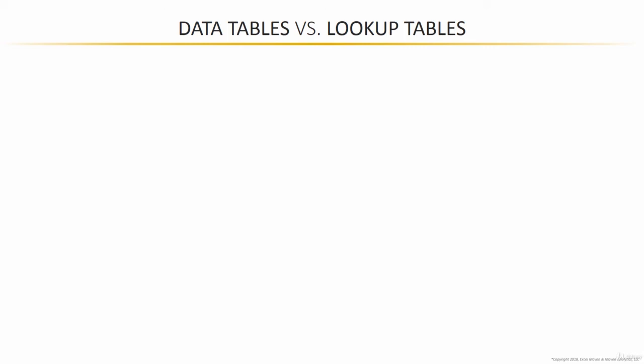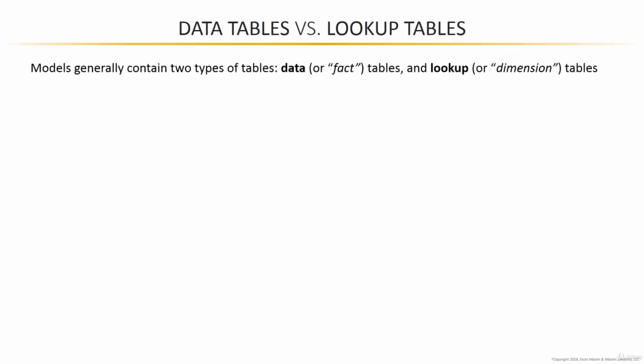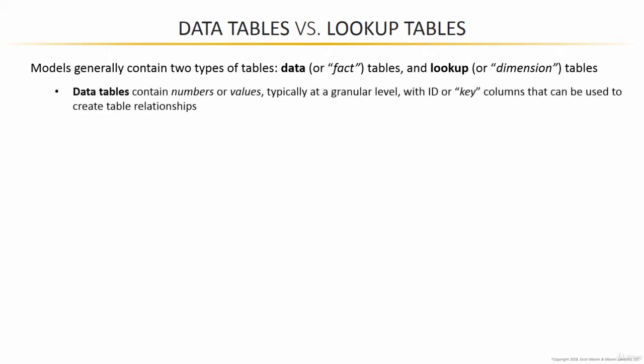All right, continuing on with this concept of normalization, let's talk about data tables versus lookup tables. Now, generally speaking, data models contain two different types of tables. Data, sometimes known as fact tables, and lookup or dimension tables. And the way to differentiate between the two is that data tables contain those quantitative metrics, the numbers or values that you really care about.